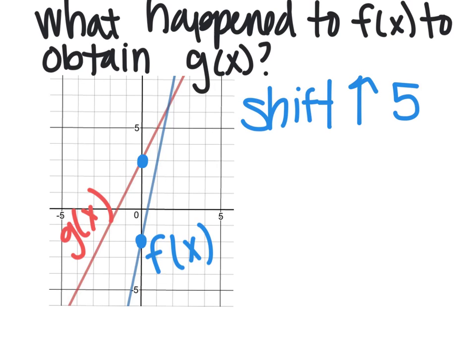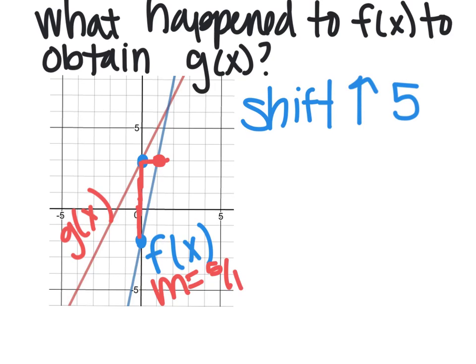The other thing that happened is it looks like the slopes are different. So we need to actually figure out what those slopes were. In order to do that, I need another point on each of the lines. I have another point here at +1, 3. So I'm going to find the slope of the blue line by counting up 1, 2, 3, 4, 5, and over 1. So the slope of this line is 5 over 1, or just 5.